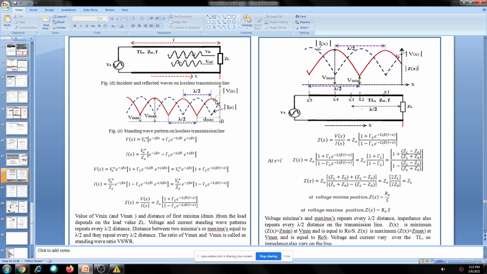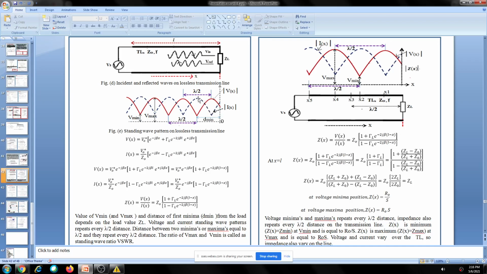So this is the voltage variation for some load other than open and short. The voltage varies, becomes a minimum, and increases and decreases like this. At the same time, current also varies over the transmission line, not only voltage. Here, the current variation is opposite to the voltage variation. This is the black color one.